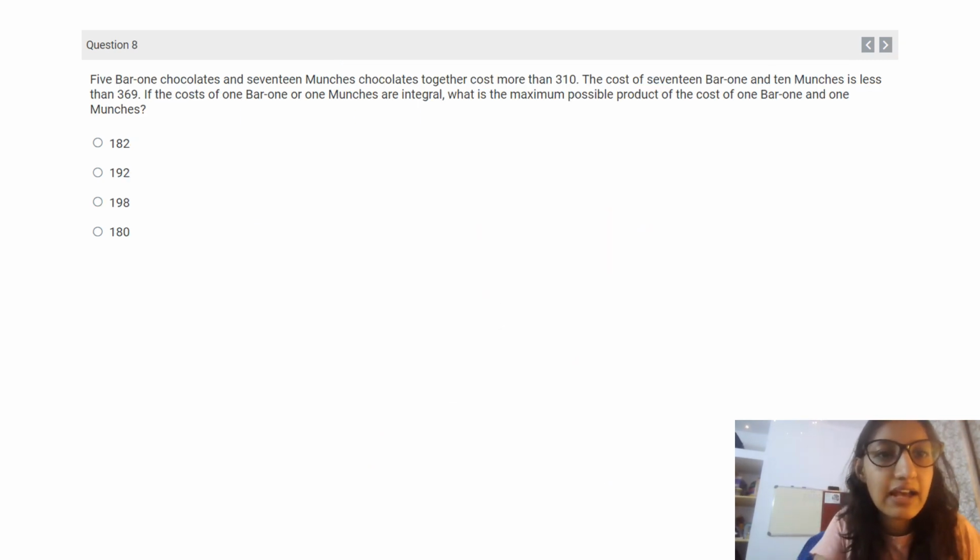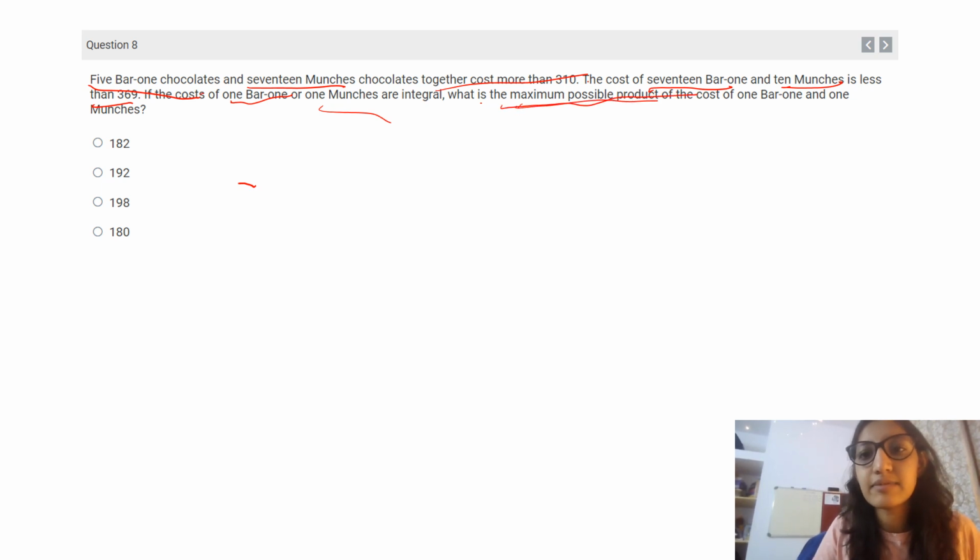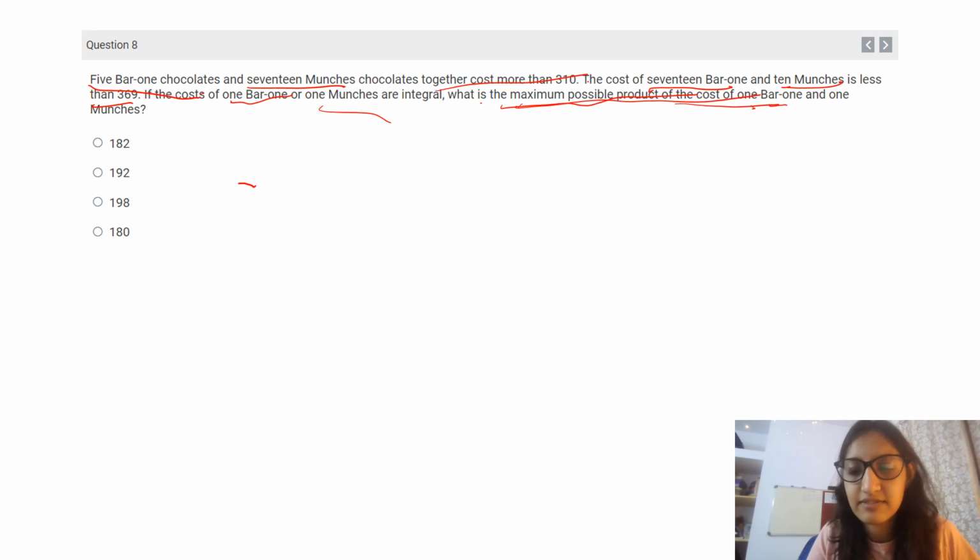This question asks that 5 bar 1 chocolates and 17 munchies together cost more than 310. See, now for this question you'll have to form cases on what can be the cost so that both of them are integers, and then identify what can be the maximum product cost of 1 bar 1 and 1 munchie. I think I'll skip this question for now because you'll need time for this, and let's go with the easier questions first.